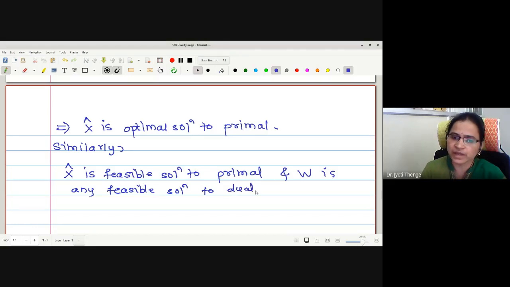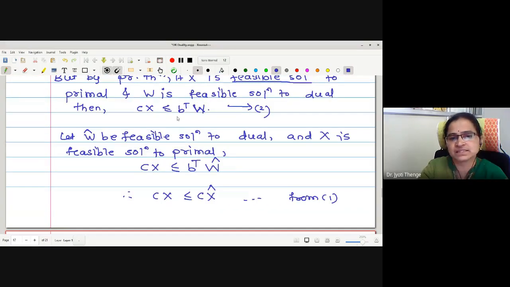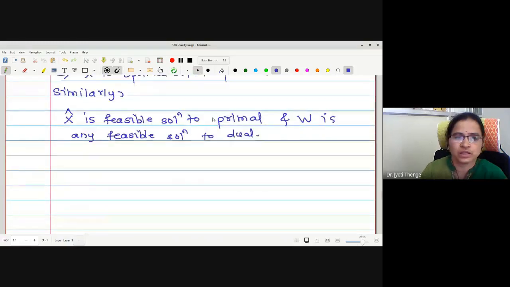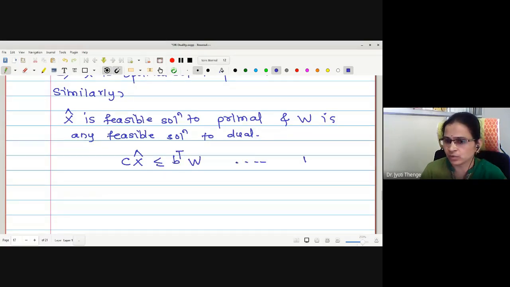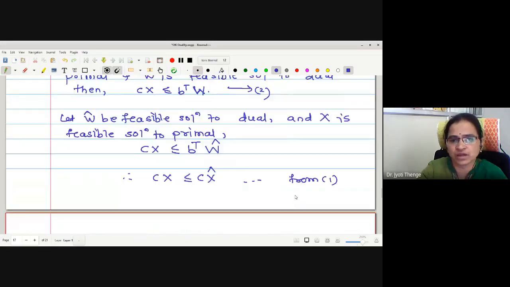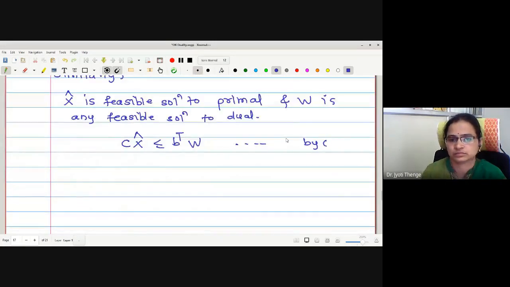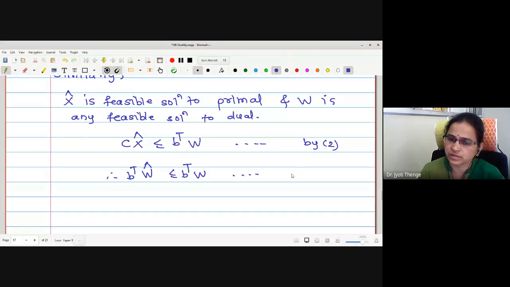Again by the previous theorem, what were we writing? Cx is less than or equal to B transpose W. So here I can write Cx cap less than or equal to B transpose W. Correct? This is statement number 2. Now we replace Cx cap with B transpose W cap. This is statement number 1, where I have put this equality: Cx cap is equal to B transpose W cap.